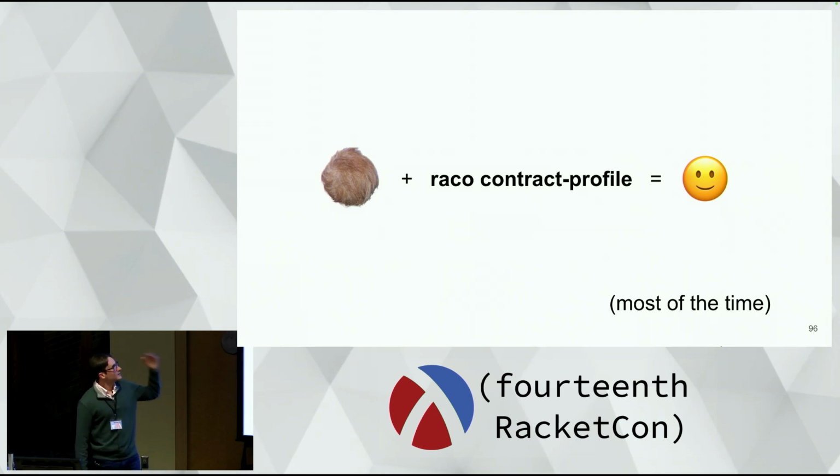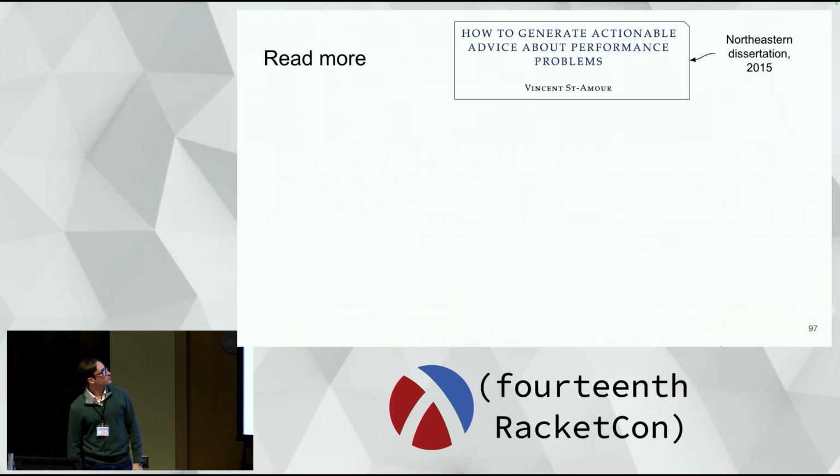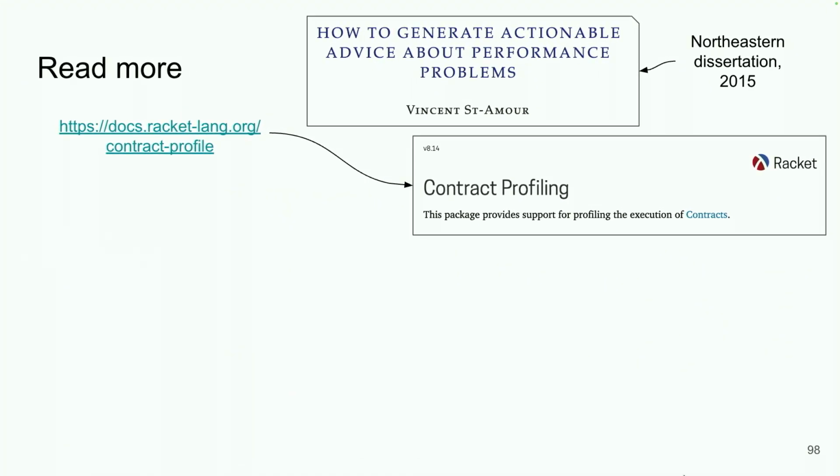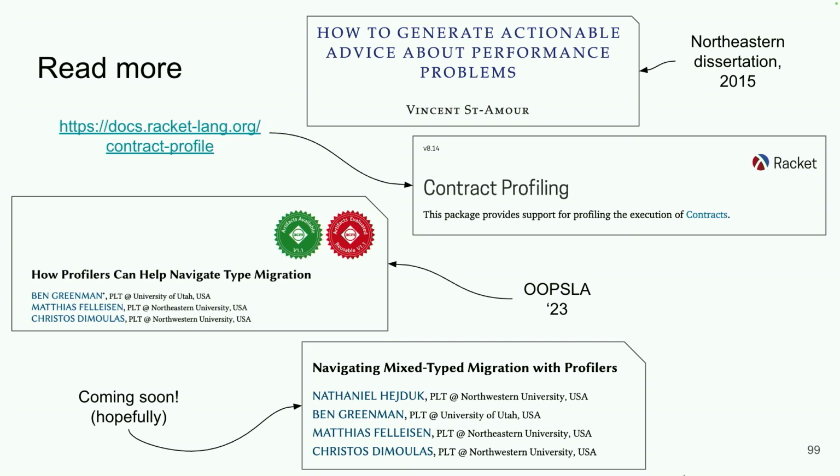So in conclusion, Trouble plus the contract profiler is fast, happy code most of the time. And you can read more about the contract profiler in Vincent's dissertation and the docs for the contract profiler. And you can read more about the experiments my collaborators and I did in these papers.